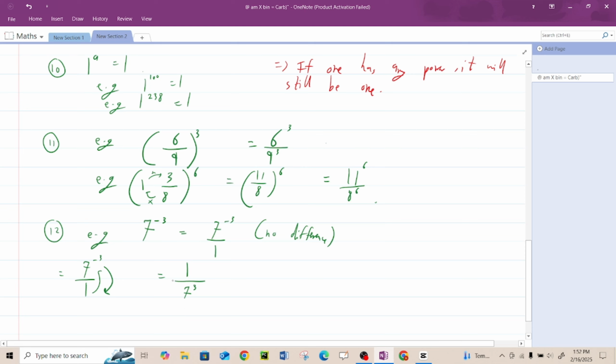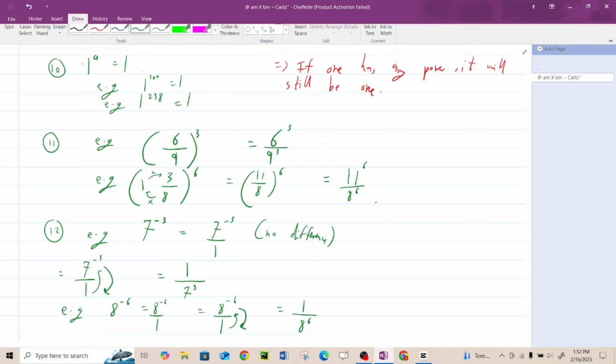Okay, let's do one more example to understand this. Let's say I have 8 power negative 6. Is there any difference if I write 8 power negative 6 or 8 power negative 6 divided by 1? No difference. Then, to make the power positive, we will flip the equation, or we may call it the reciprocal. That 1 will come up and 8 power negative 6 will come down. That's going to give you 1 over 8 power 6. That's the rule. Now let me first write it down.